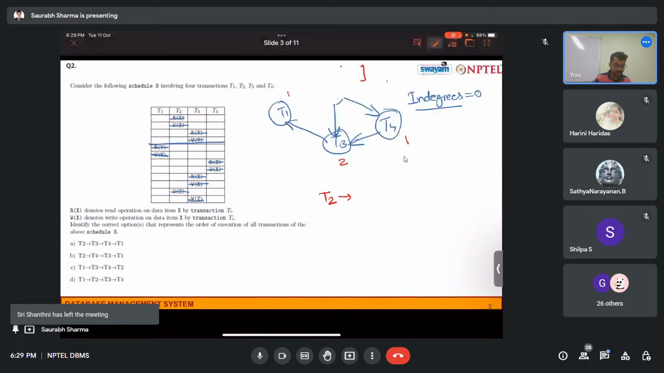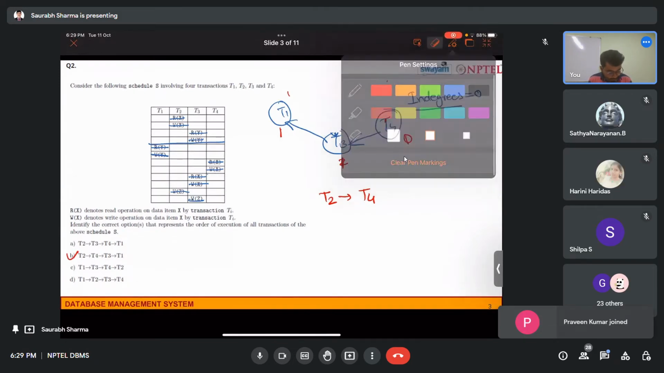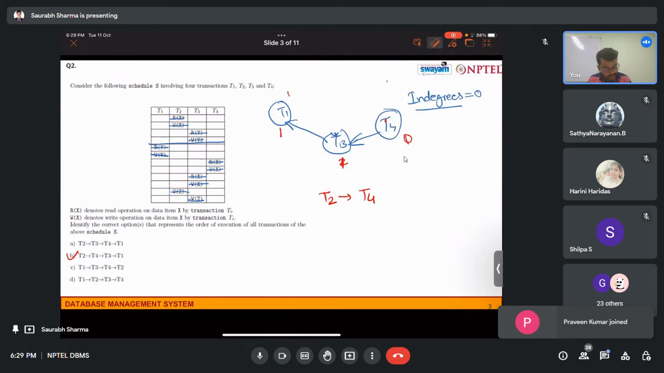Now what remains, we have to search for in degrees in all these transactions. So there is in degree 0, in degree 1, in degree 1. The transaction with in degree 0 is T4. So this is T4. From here you can take B, but I will complete it for the sake of completion and your better understanding. So we have to just erase this T4 now.